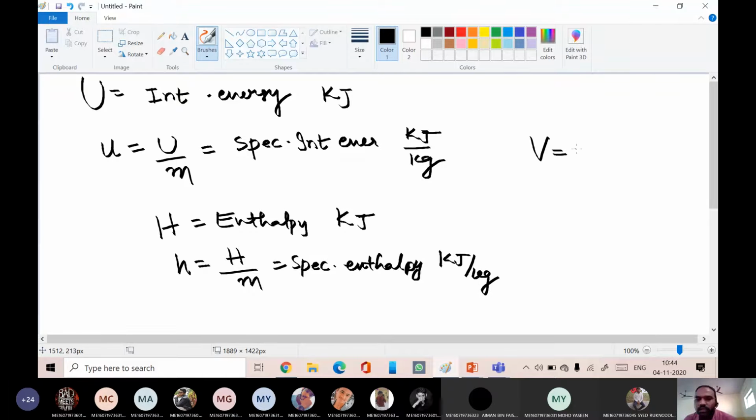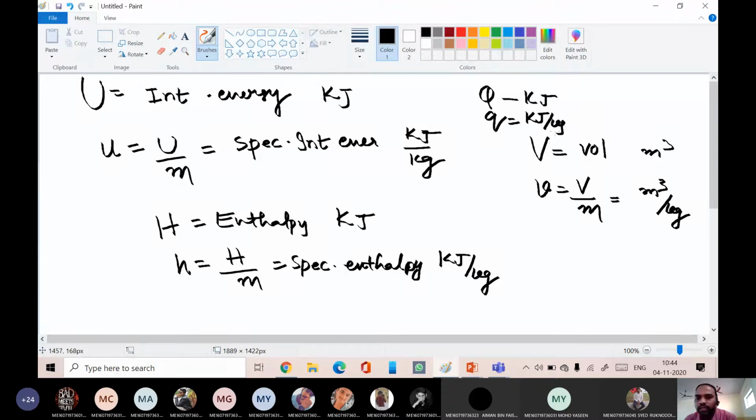Similarly, capital V is the volume, in meter cube, and small v equals volume per mass, in meter cube per kg. Any property per unit mass is called a specific property. Remember, internal energy per mass is called specific internal energy, and enthalpy per mass is called specific enthalpy. Usually Q is the heat supplied in kilojoules. In specific terms, small q is in kilojoules per kg, which is nothing but capital Q by m.